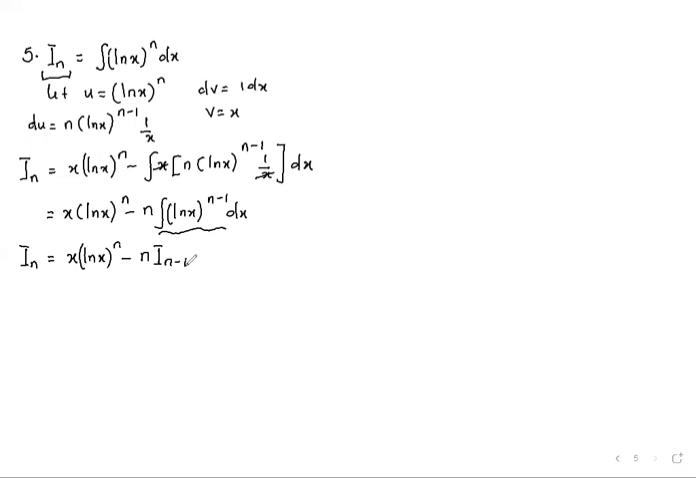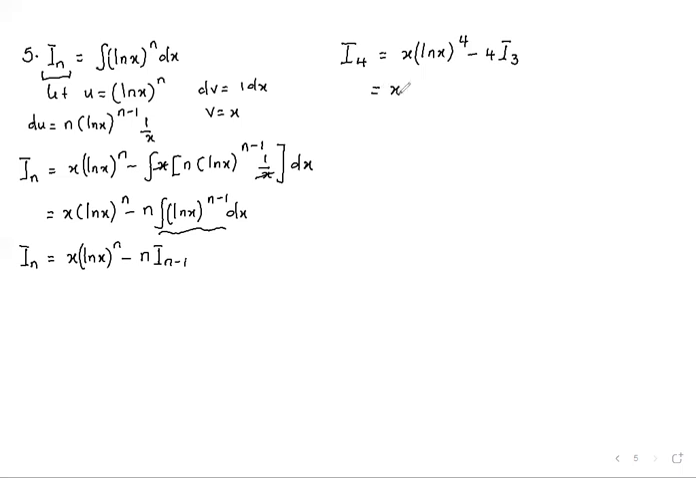Can we find the integral when we have 4? At 4, we just substitute in here. So n is equal to 4. So we have x (ln x)^4, when n is 4, you place 4 there, minus 4, and then the integral at 4 minus 1. 4 minus 1 is 3. The integral 3.